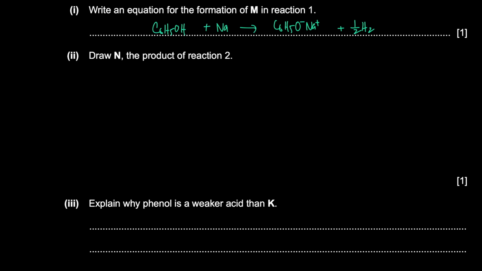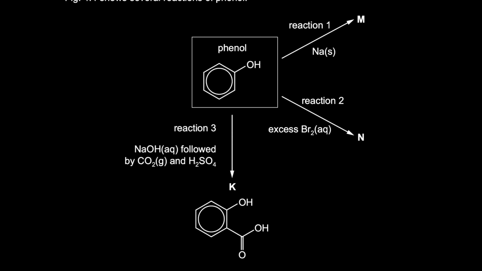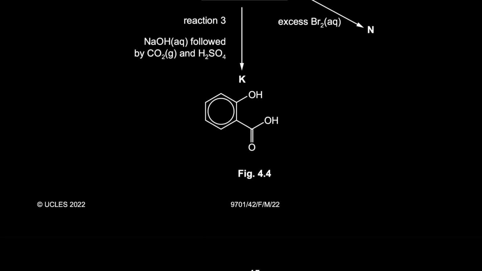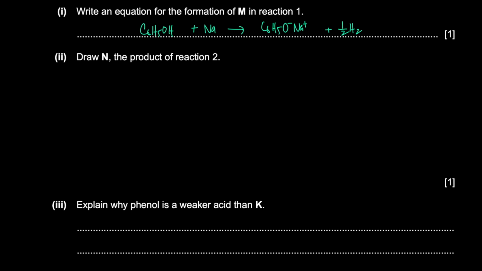Draw N, which is the product of reaction 2. In reaction 2, phenol reacts with excess aqueous bromine to form 2,4,6-tribromophenol. That's your white precipitate, and decolorization of aqueous bromine. The observation is you see a white precipitate and you see decolorization of aqueous bromine.